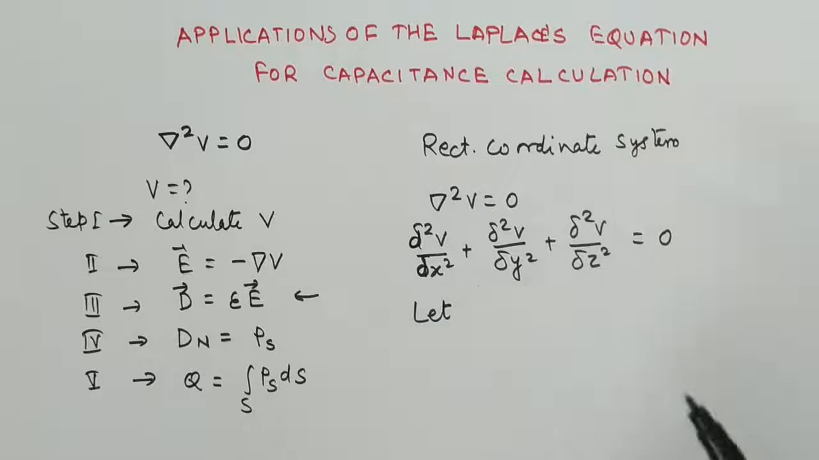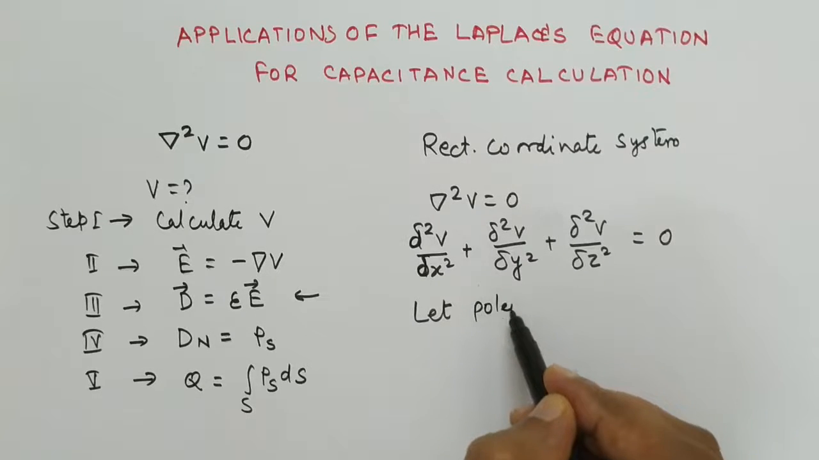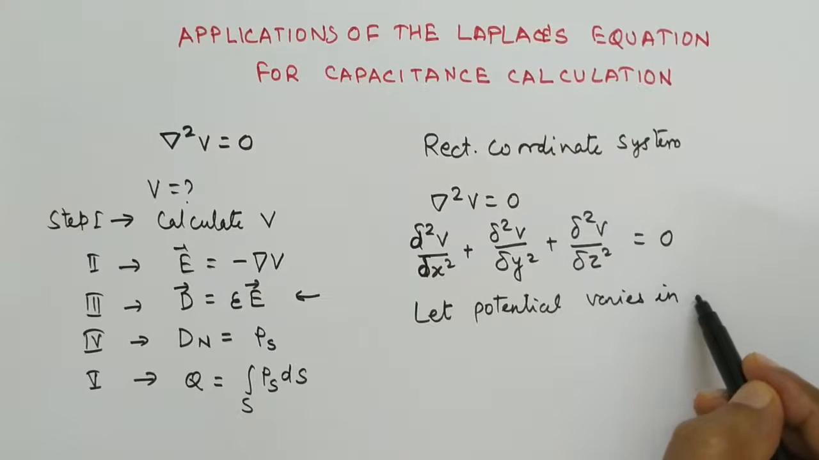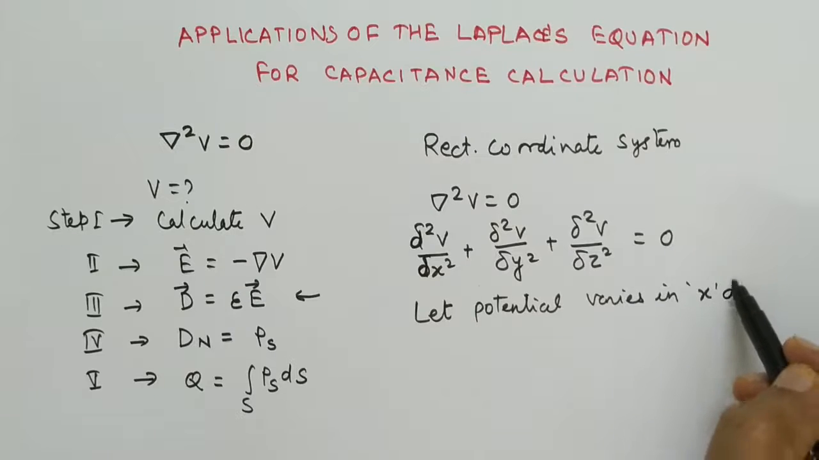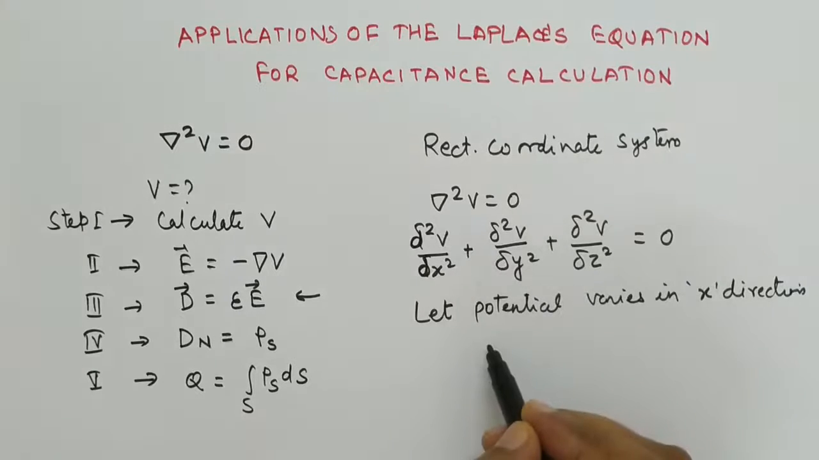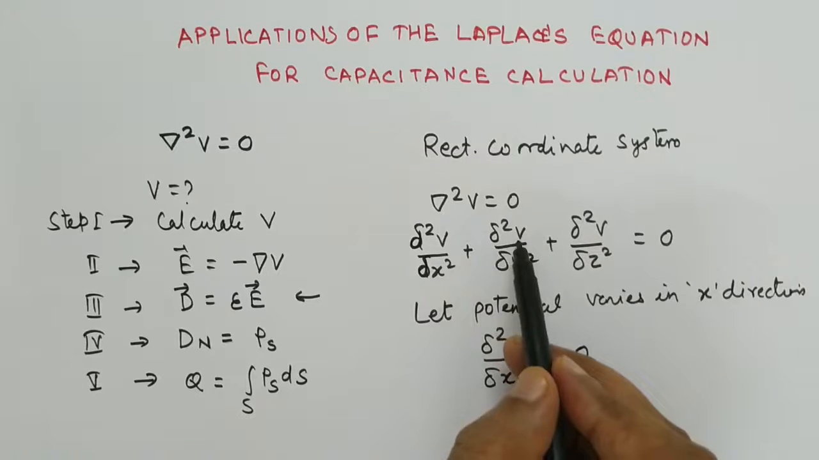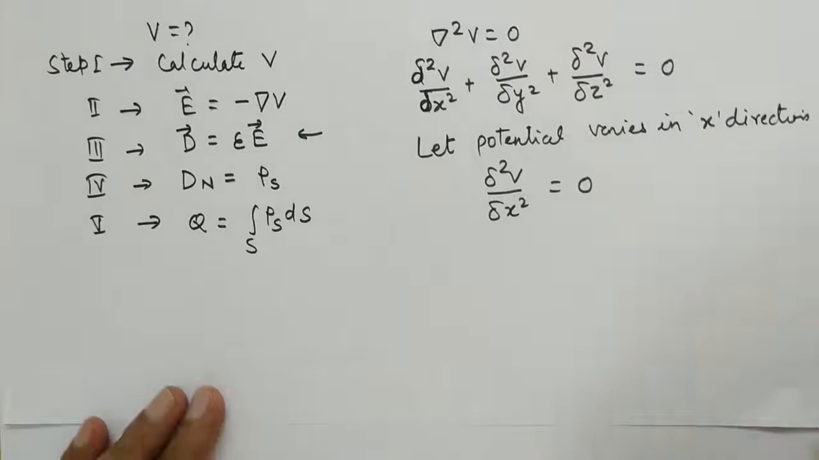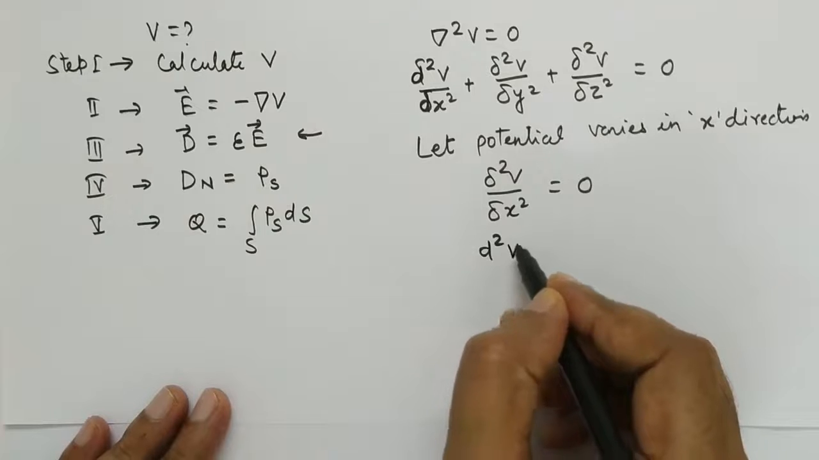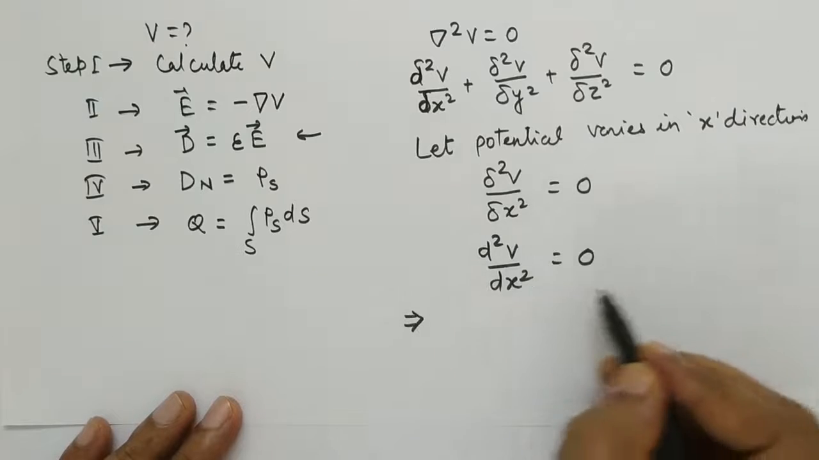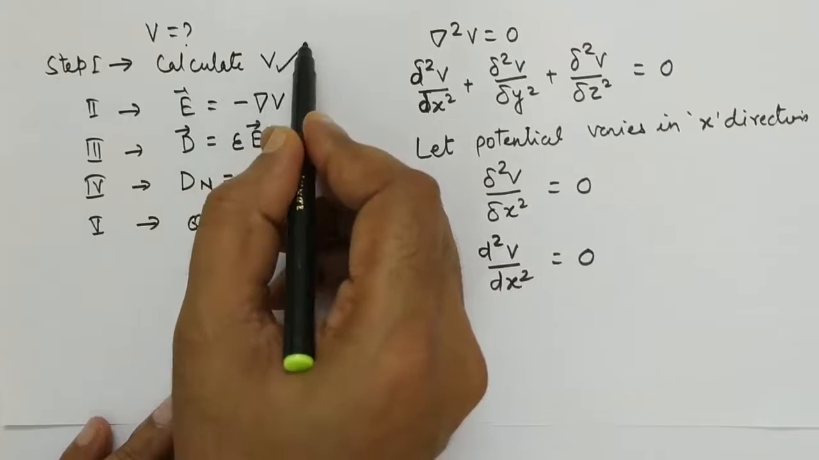Let the potential vary only in one direction. So let's say that potential varies in the x direction, for example. In y and z direction it is constant. So we can write del 2V by del x square equal to 0, because potential is constant with respect to y and z. This can be written in terms of full differentiation as d 2V by dx square equal to 0. Now let us solve this and find out the potential.